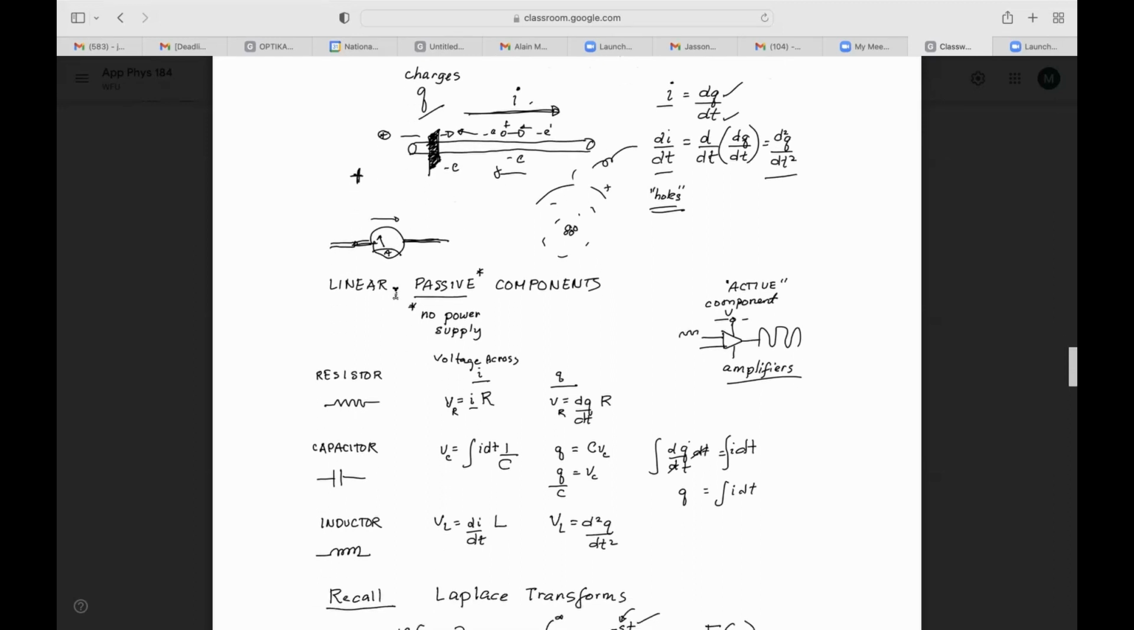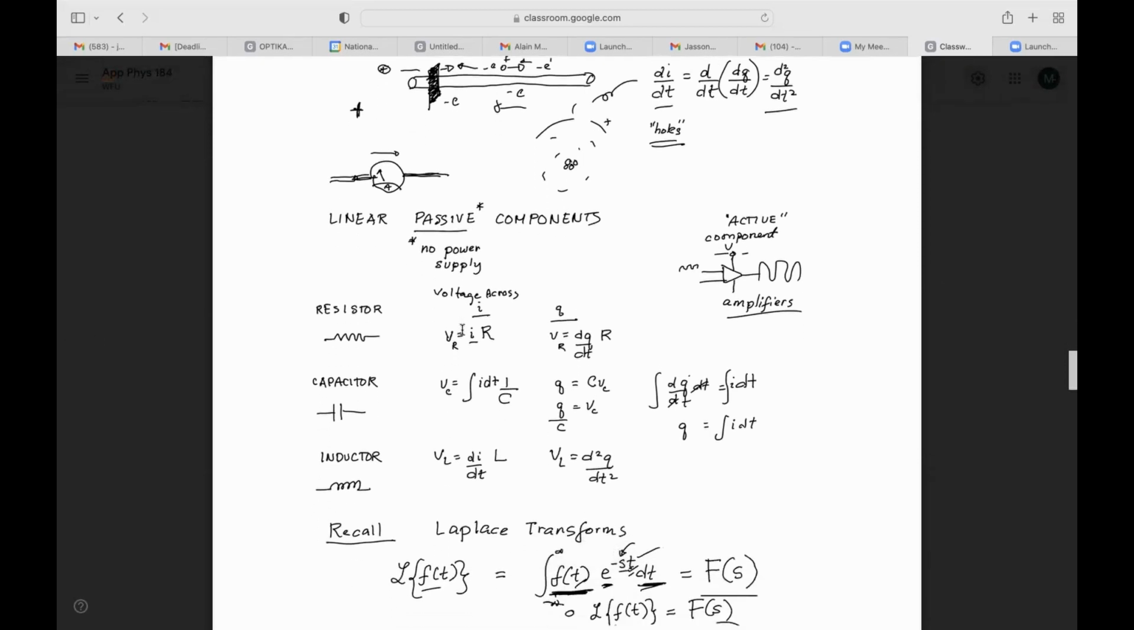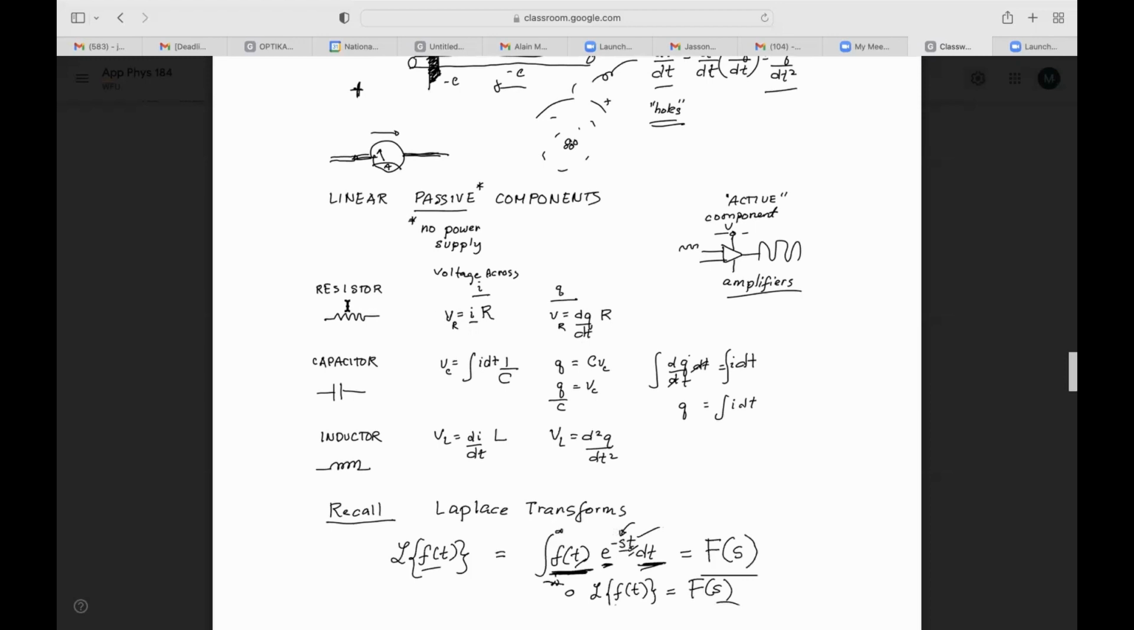Now, to summarize, here we have a list of 3 linear passive components. Passive again means no power supply. The 3 common linear passive components: first, a resistor. When you measure the voltage across the resistor, it's I times R. I is the current, R is the resistance, and VR is the voltage across it. In terms of Q, you can express this as dQ over dt times R. Remember, I is equal to dQ over dt.